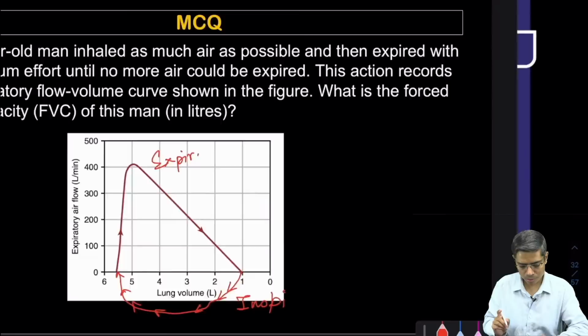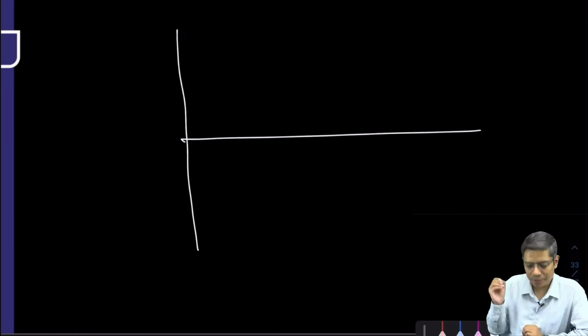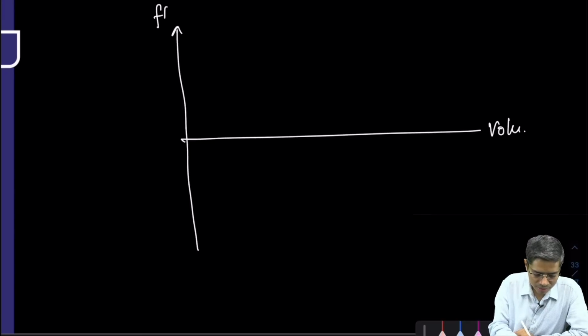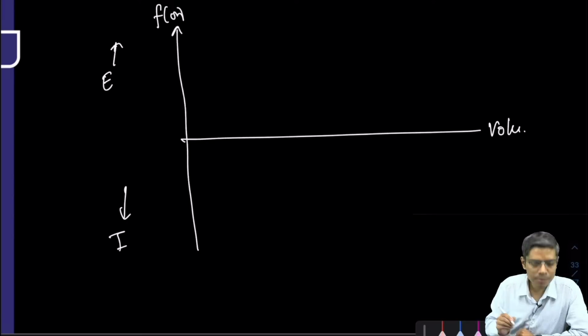I will tell you how to calculate. So, the flow volume loop is like this. The x axis is the volume of the lung and the y axis is the flow. The upper part is the expiratory flow, and the lower part is the inspiratory flow.